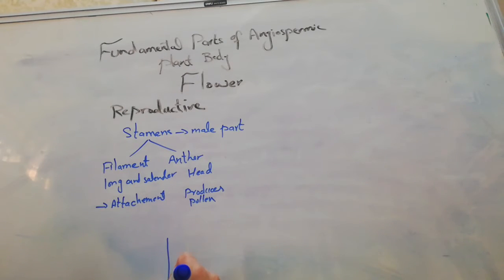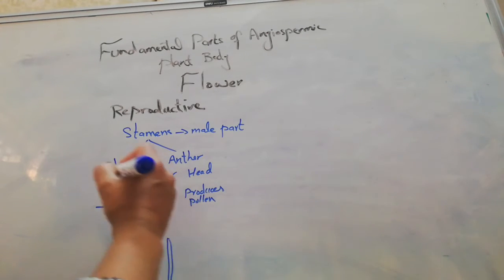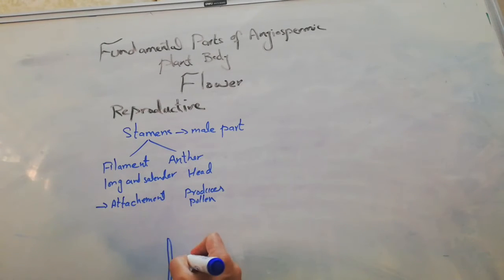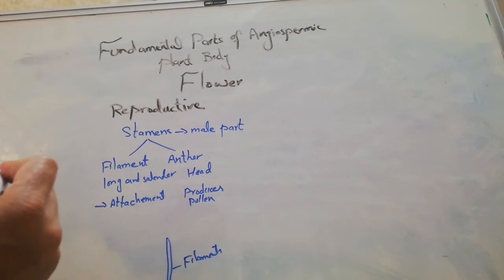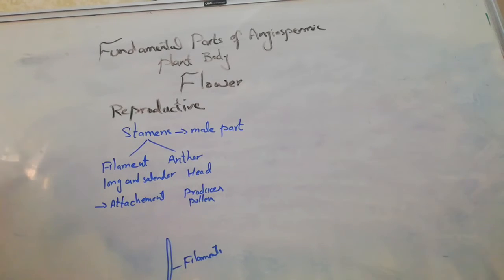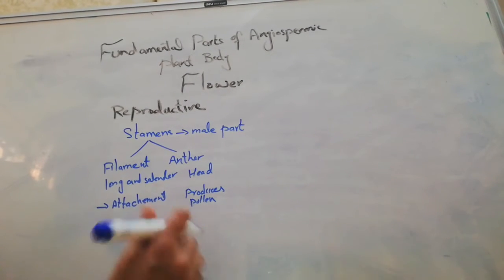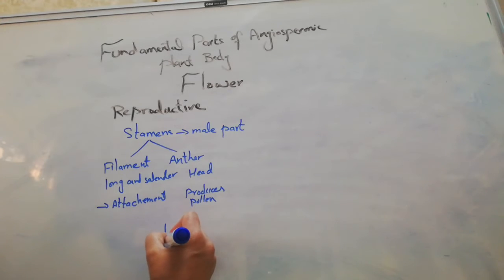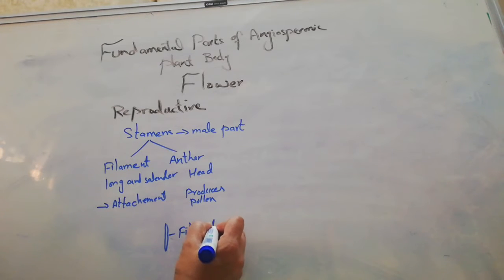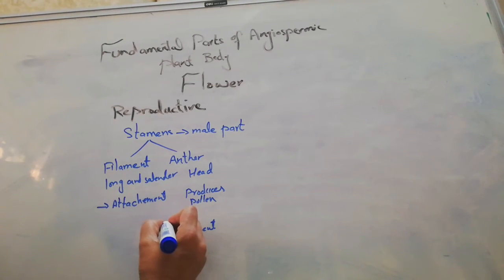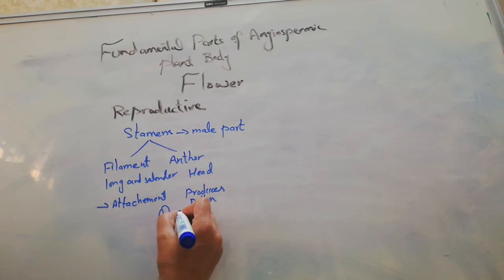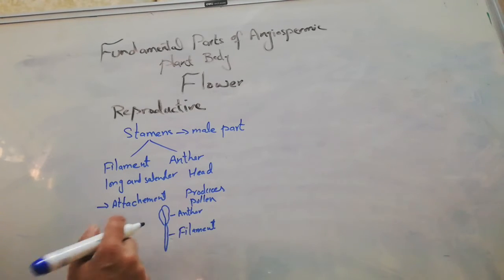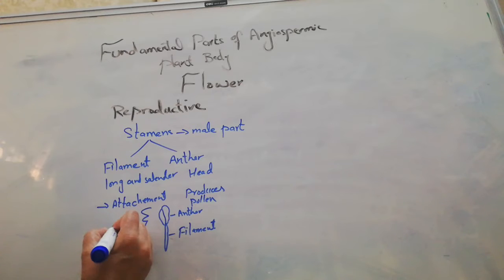So this is basically the slender portion which is known as the filament. And this is the head-like structure which is known as the anther. This is basically the structure of the stamen.